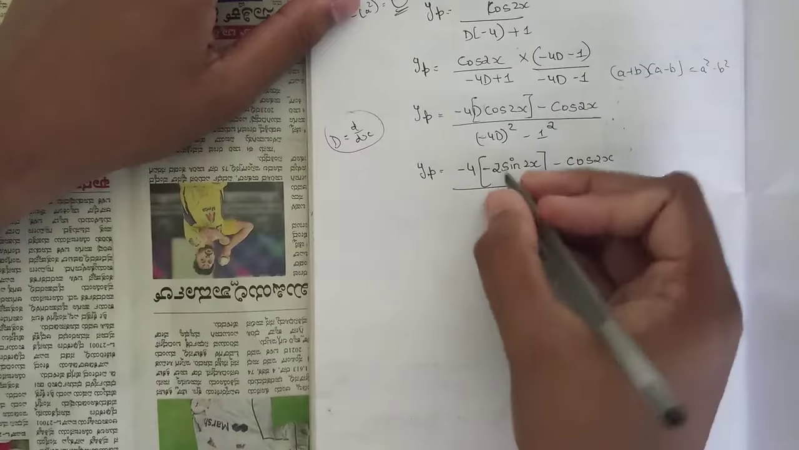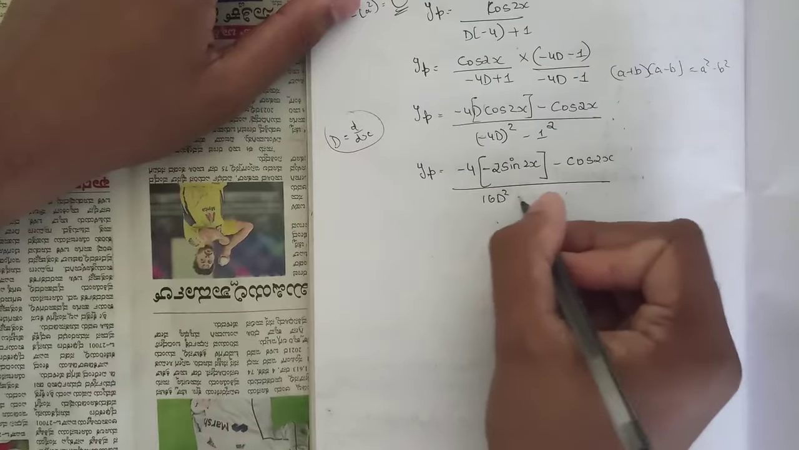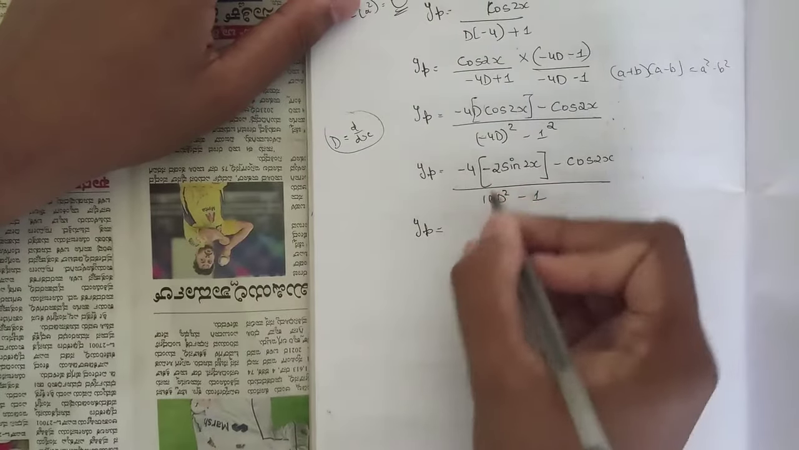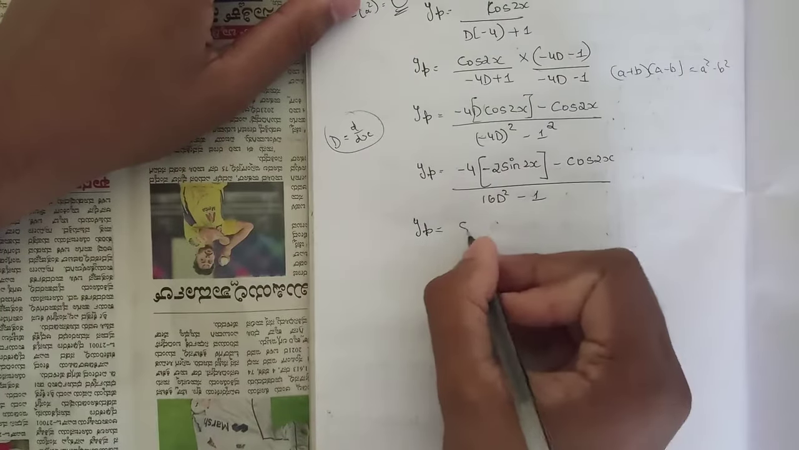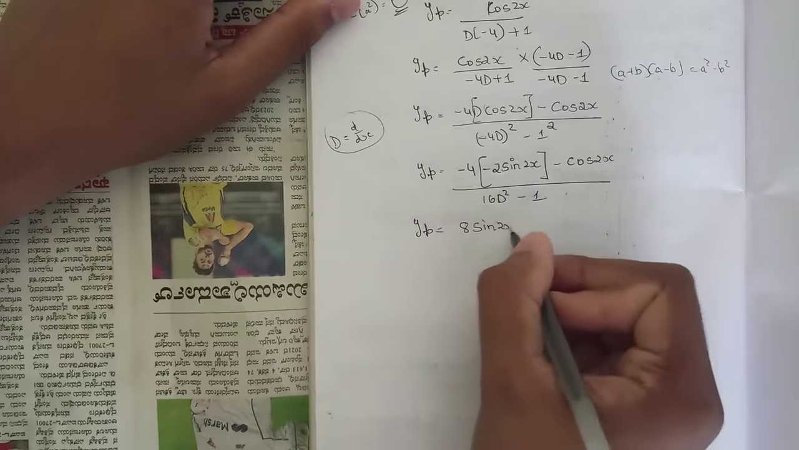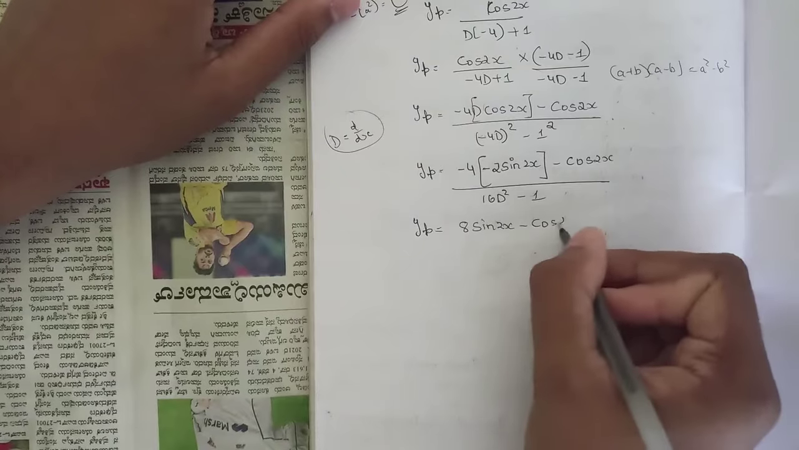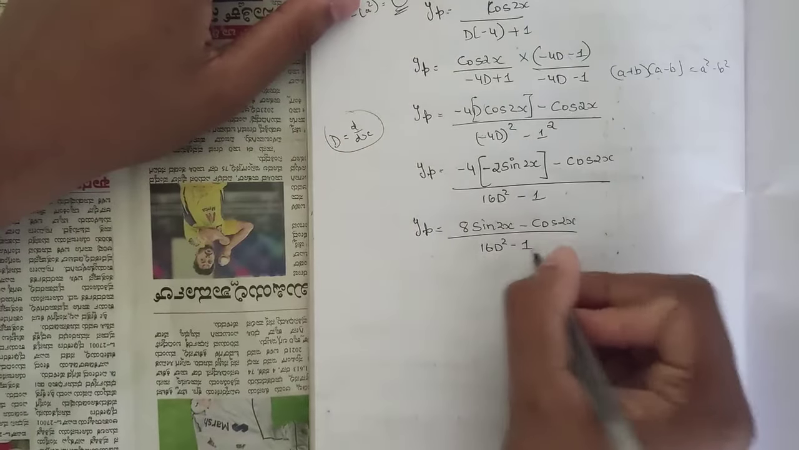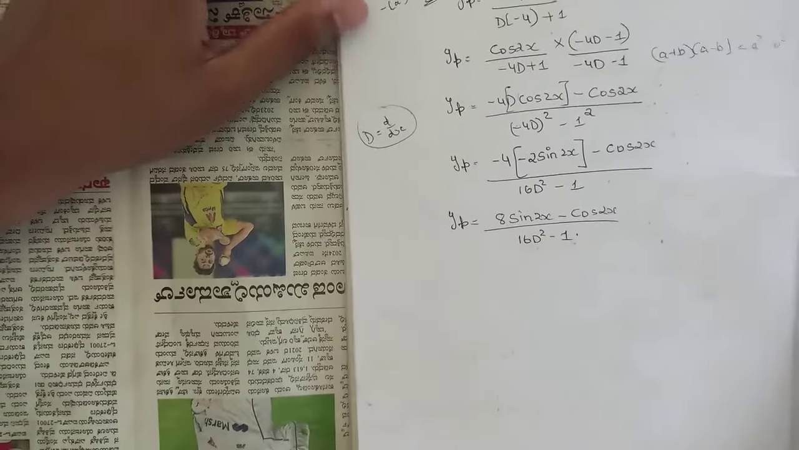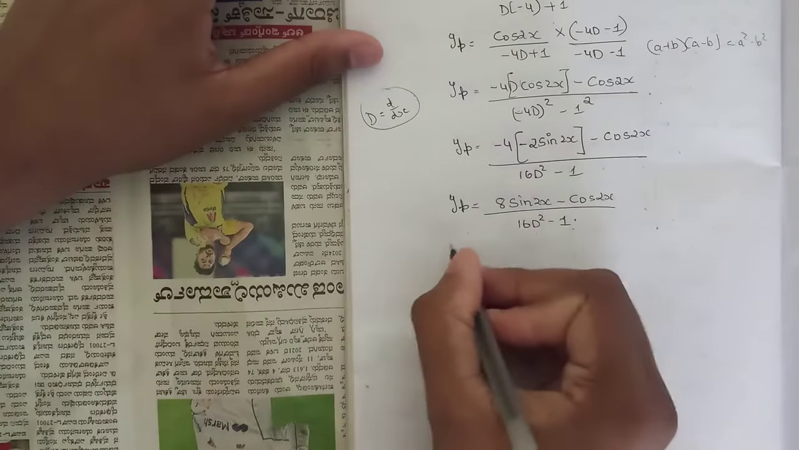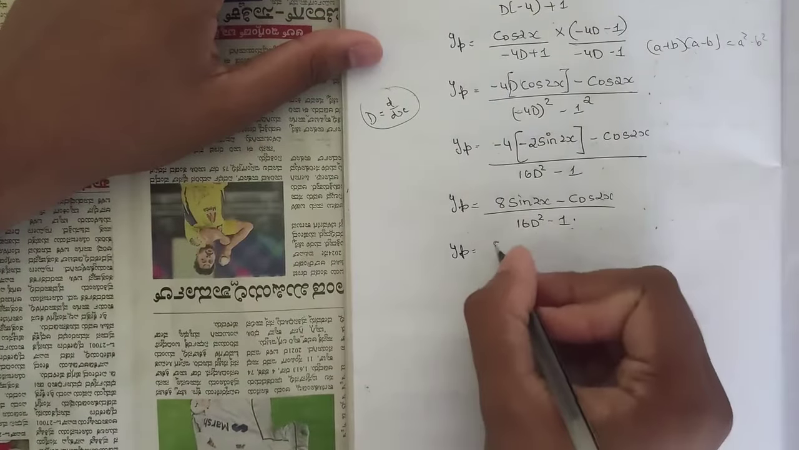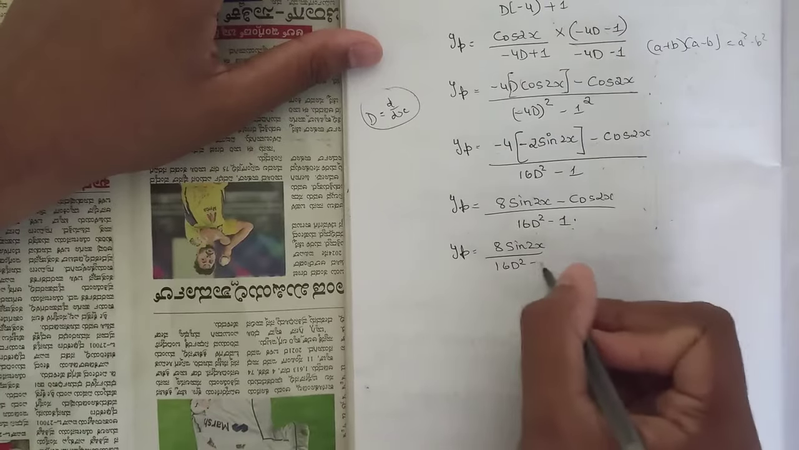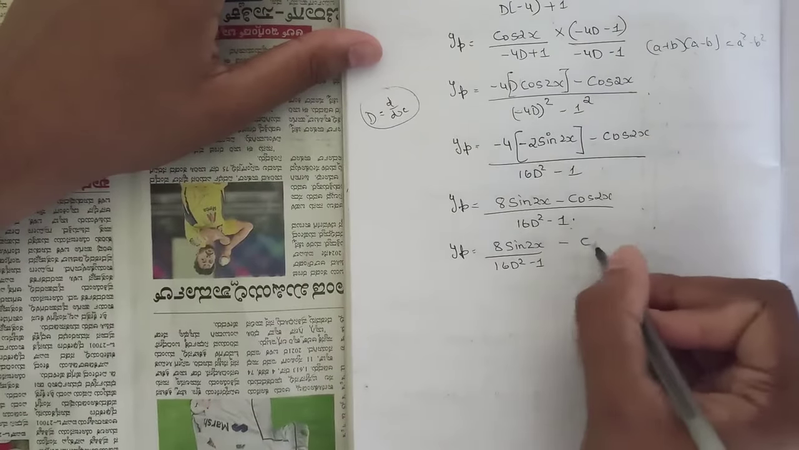4 square minus 4 square is 16. So 16d square minus 1 square is 1. So yp is equal to minus 4 into minus 2 is 8 sine 2x minus cos 2x divided by 16d square minus 1. Okay. So now split the denominators.